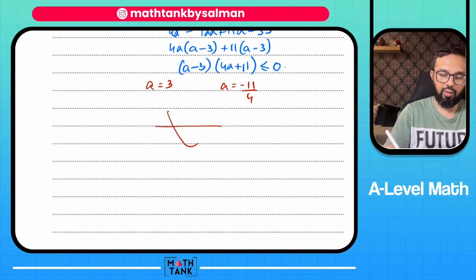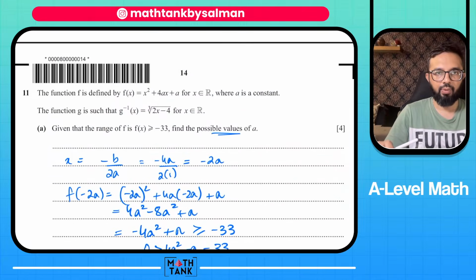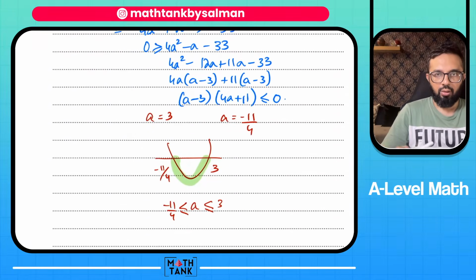I'm looking for the shaded area that's here. So a is between minus 11 over 4 and 3. I think it has to be equals to as well because the question says so. Okay.